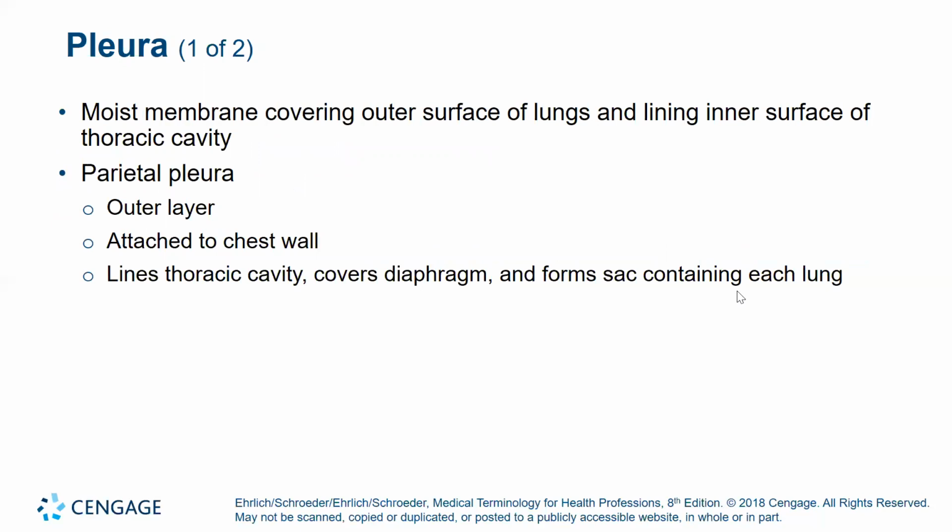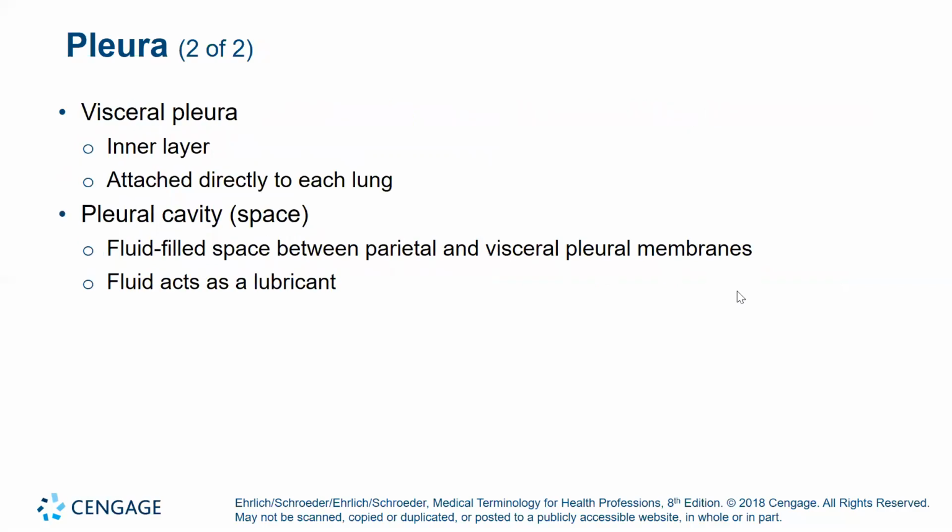The pleura is the moist membrane covering the outer surface of the lungs and lining the inner surface of the thoracic cavity. We have the parietal pleura, which is the outer layer. This lines the thoracic cavity, covers the diaphragm, and forms a sac containing each lung. The visceral pleura is the inner layer. Then we have the pleural cavity, or pleural space, the fluid-filled space between the parietal and the visceral pleural membranes. This fluid acts as a lubricant.